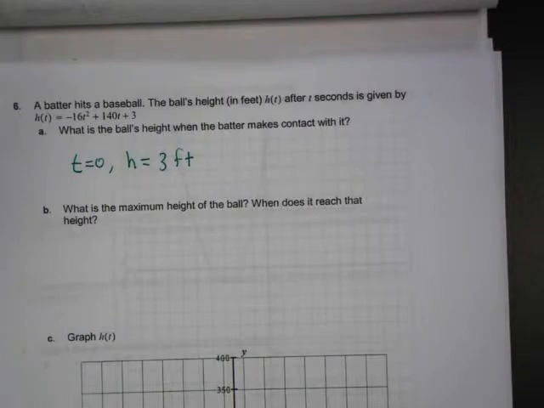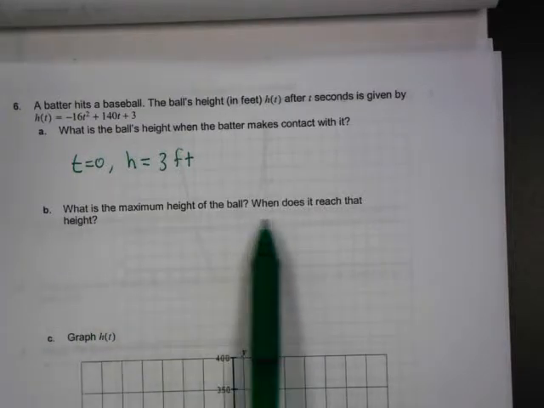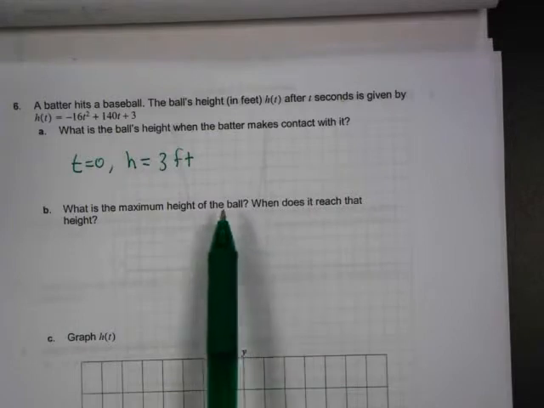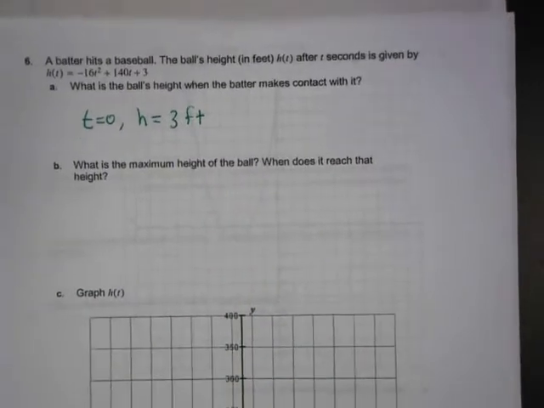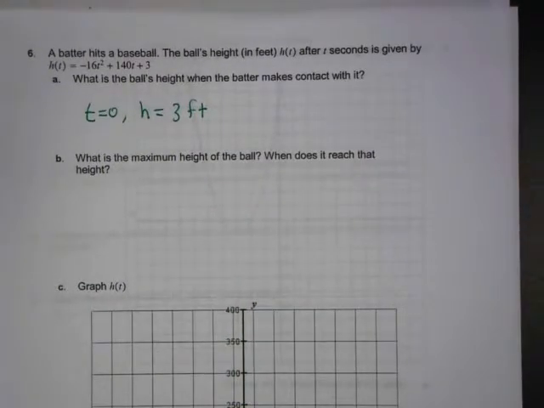What's another word for maximum height of the ball? Another word for that is the vertex. The ball goes up, it comes back down. Where's the maximum? The maximum is right at the vertex. So this is a fancy way of saying find the vertex. Okay. How would you find the vertex?